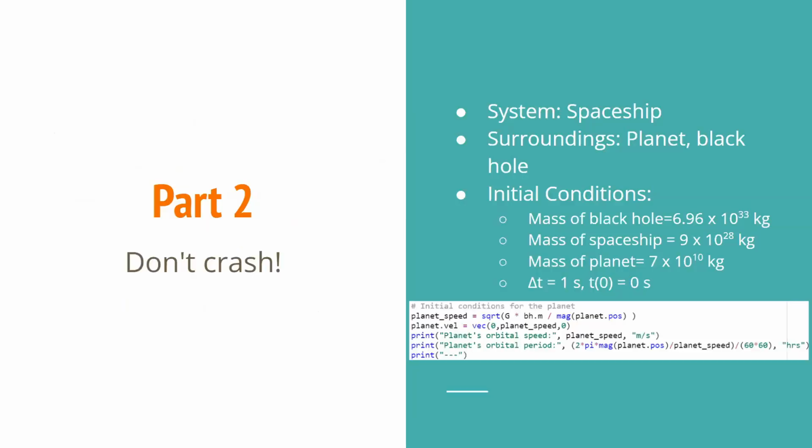My system for Part 2 was the spaceship, since I was calculating its initial velocity, which was influenced by the planet and black hole, which were the surroundings. The initial conditions for Part 2 listed here on the right include the mass of the black hole that was calculated in Part 1, as well as the mass of the spaceship and planet, and delta t. The initial speed and velocity of the planet were also given.